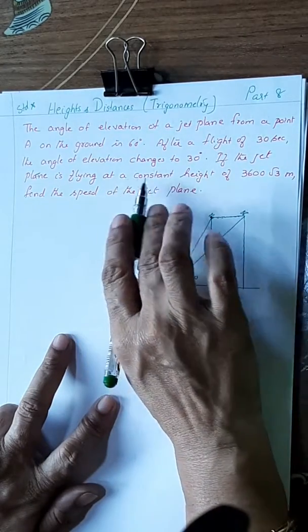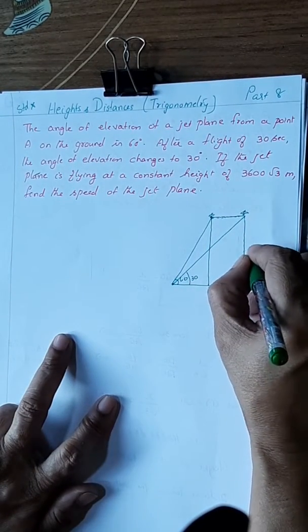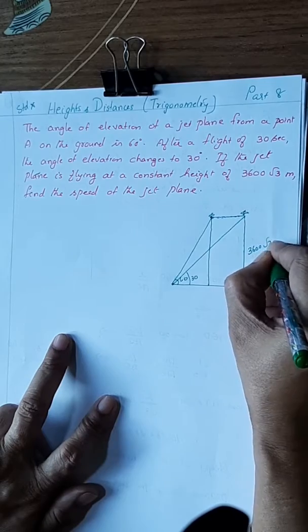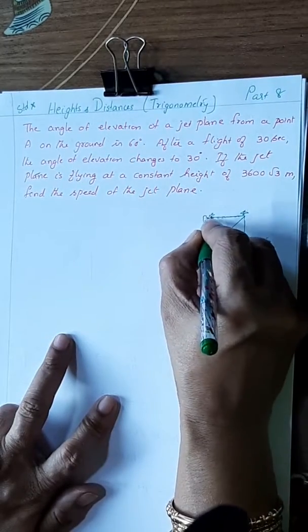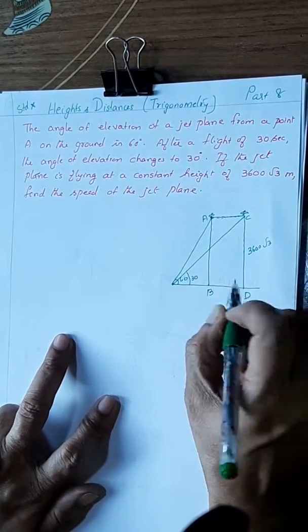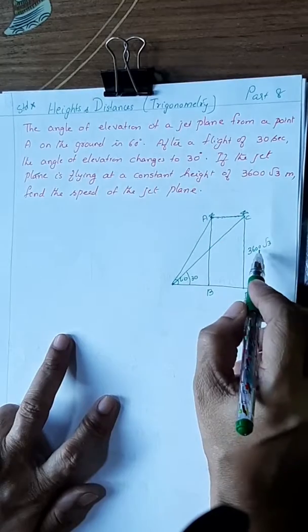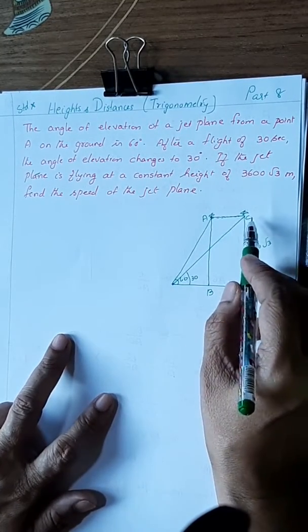Now the plane is flying at a constant height of 3600 root 3 meters. So the height is 3600 root 3 meters. Let these points be A, B, C and D. So here also it is flying at the same height, and at the point C also it is flying at the same height.